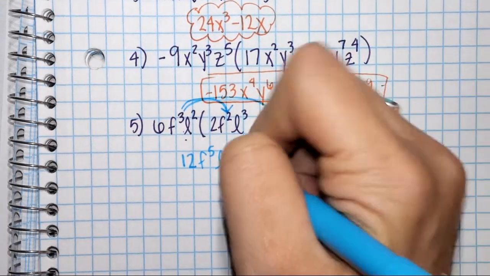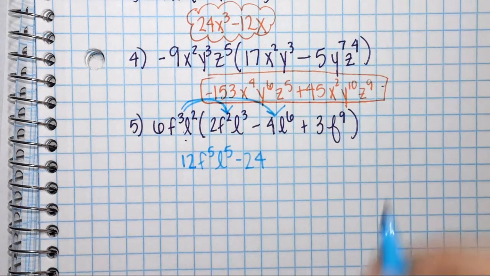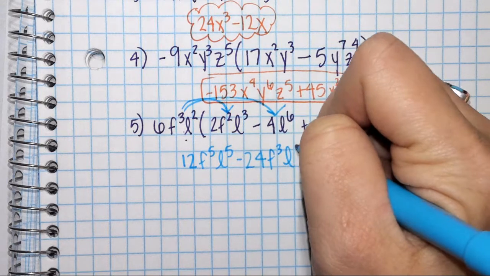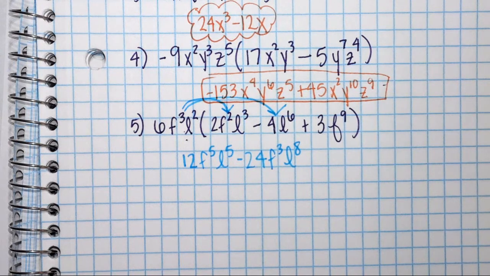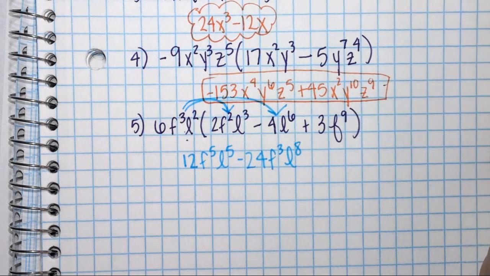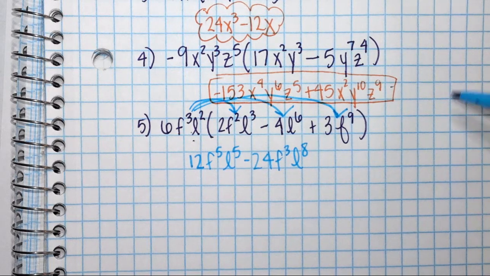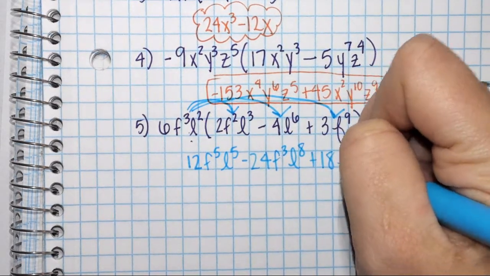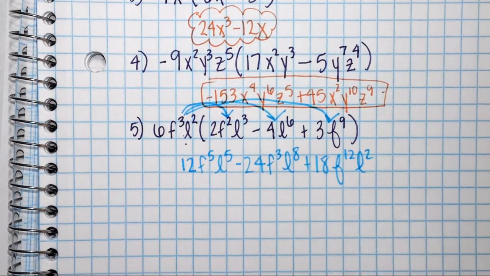And then I'm going to multiply here. 6 times negative 4 is negative 24. Why is it negative? Take a point, Wendy. And then you get F cubed L to the 8th. And do I have to multiply it by this last one? Yes, you still have to multiply it regardless because it's inside the parentheses. If it was outside the parentheses, then we wouldn't multiply. All right, 6 times 3 gives us 18. F to the 12th, L squared. And since you have both letters in your monomial, you have to have both letters in every term of your answer.